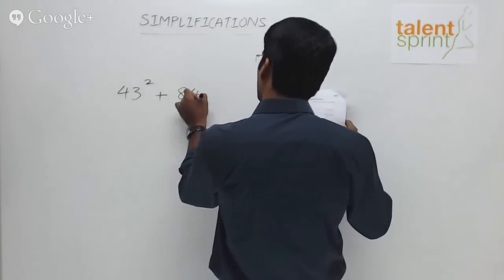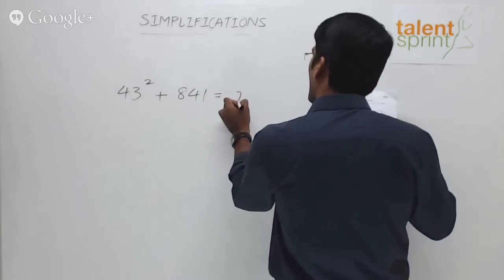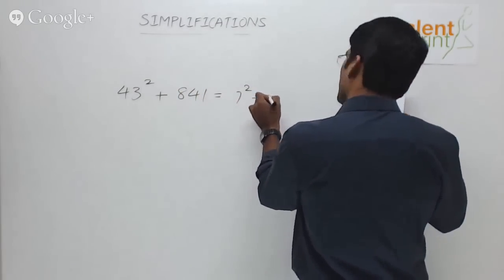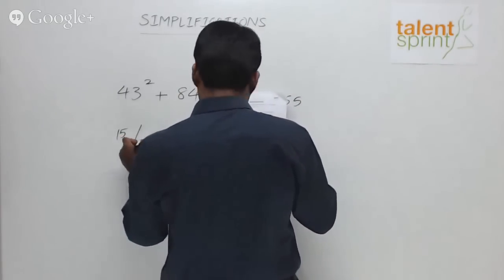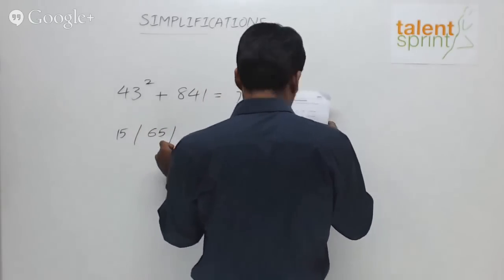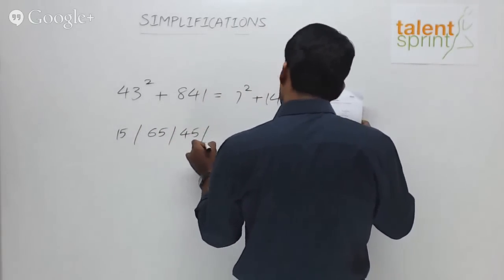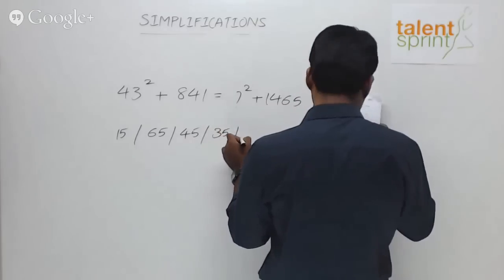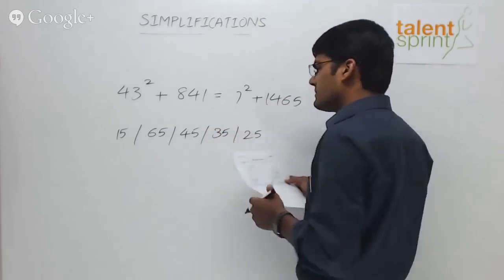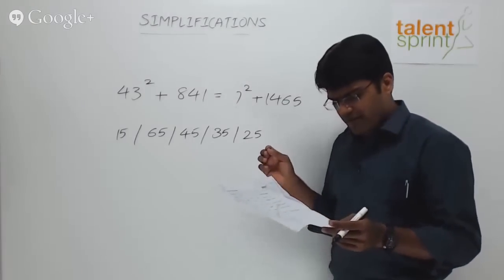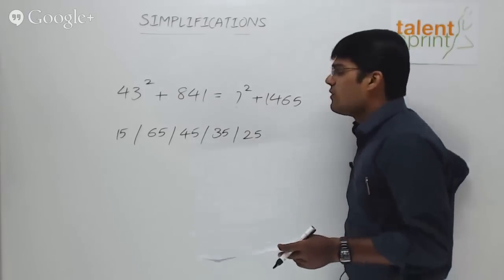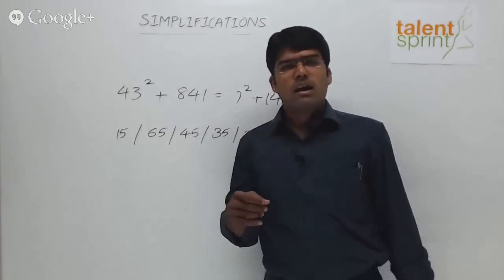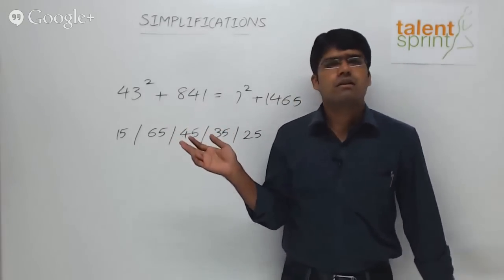43 square plus 841 equals what square plus 1465? The options are 15, 65, 45, 35, and 25. The question says 43 square plus 841 equals what square plus 1465. Now if you really understand, solving this doesn't really take much time.